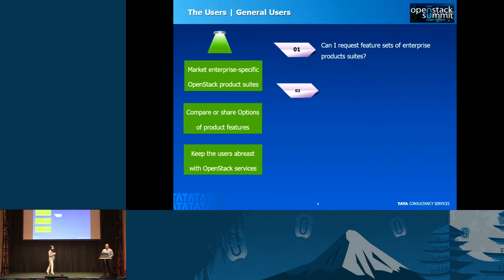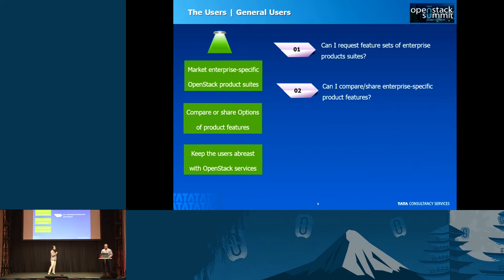A challenge I have is when I want to request certain feature sets or I want to order a product, an OpenStack service from vendor XYZ. So I should be able to do that from a mobile application itself. I want to see the list. I request a particular OpenStack product, and there you go.